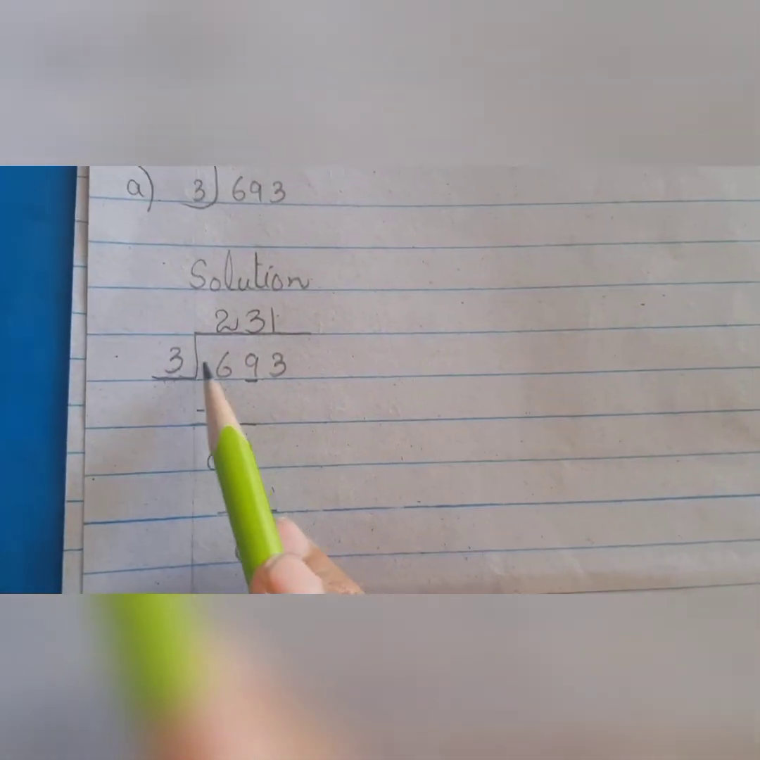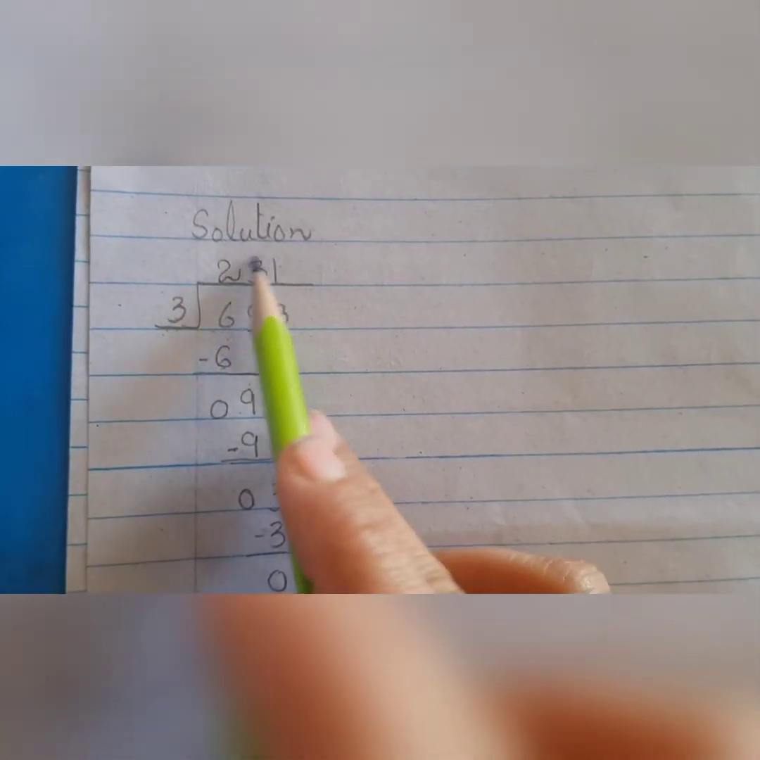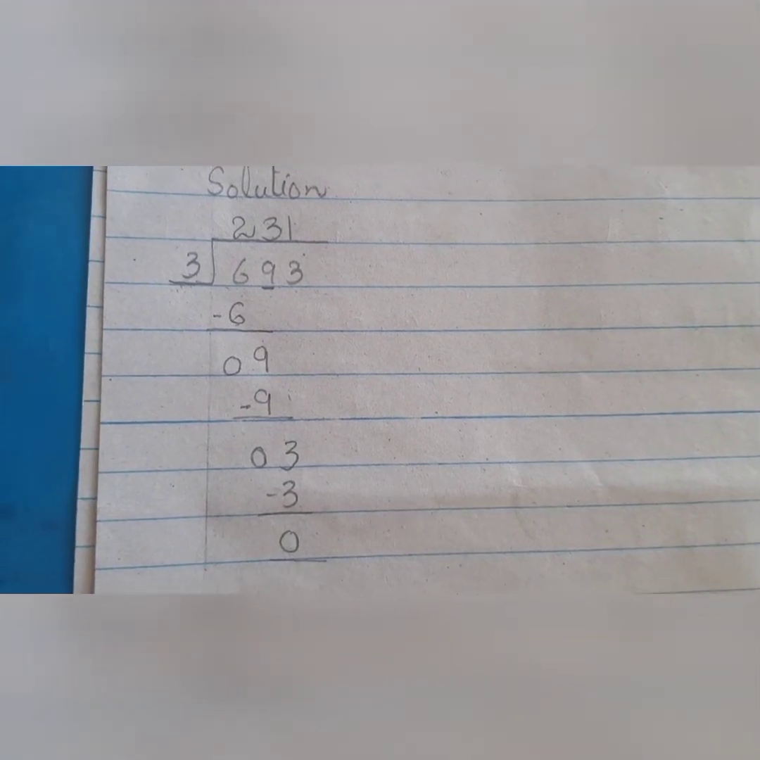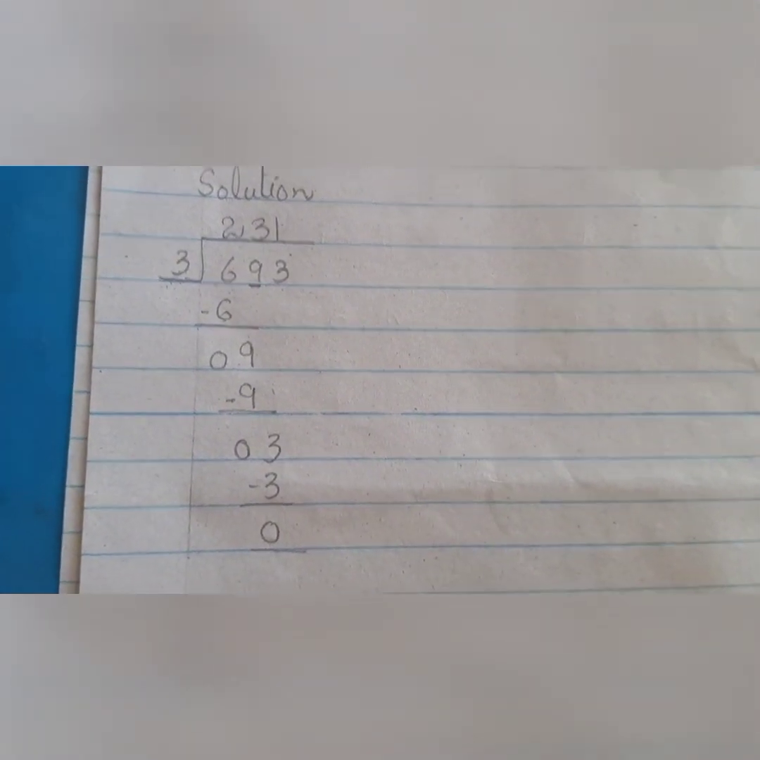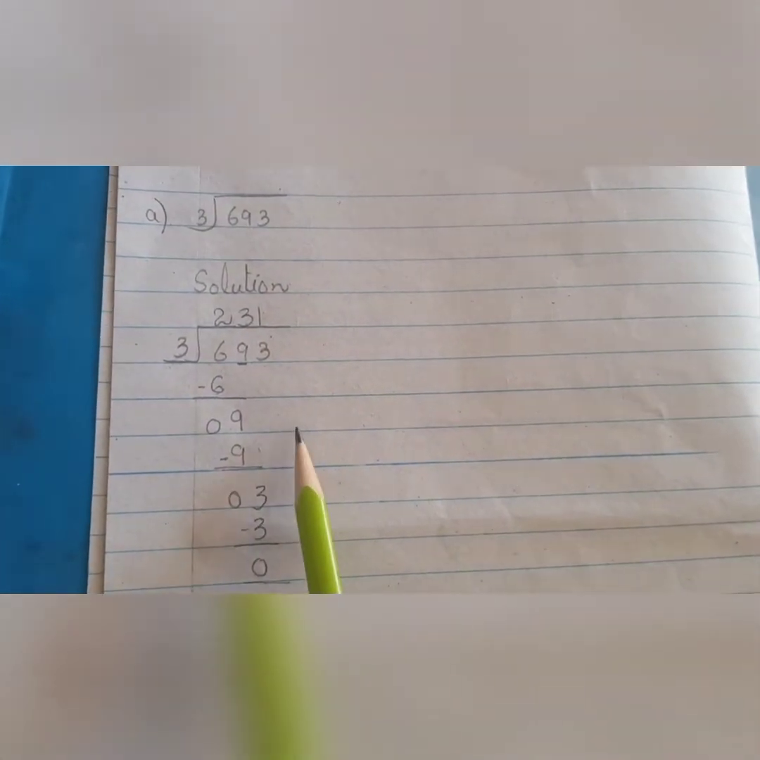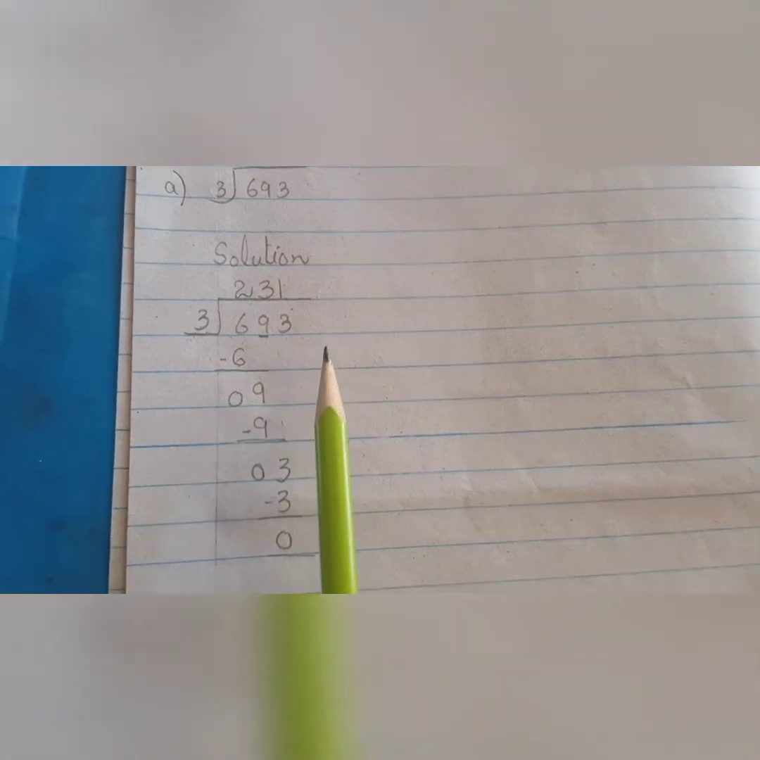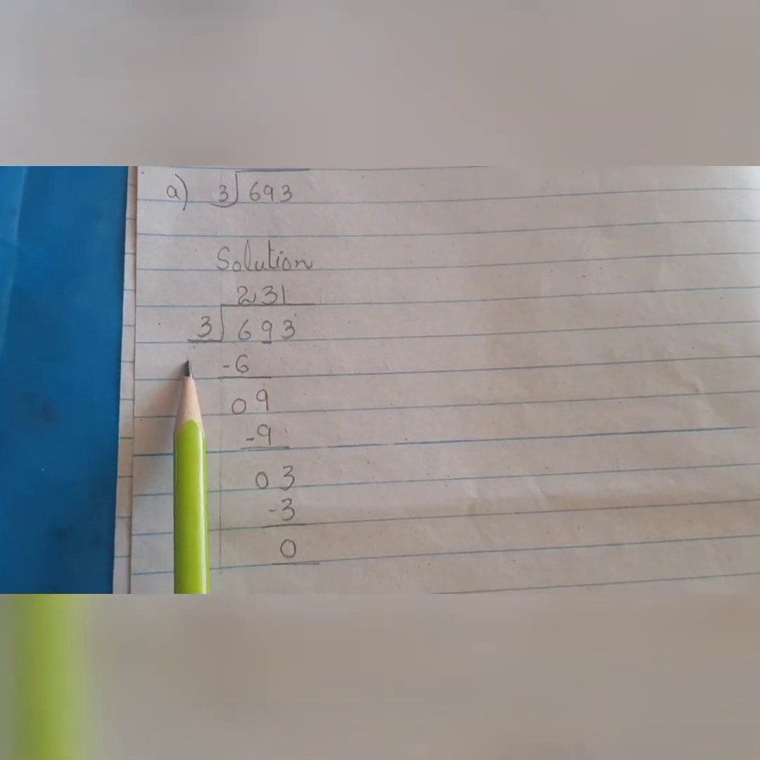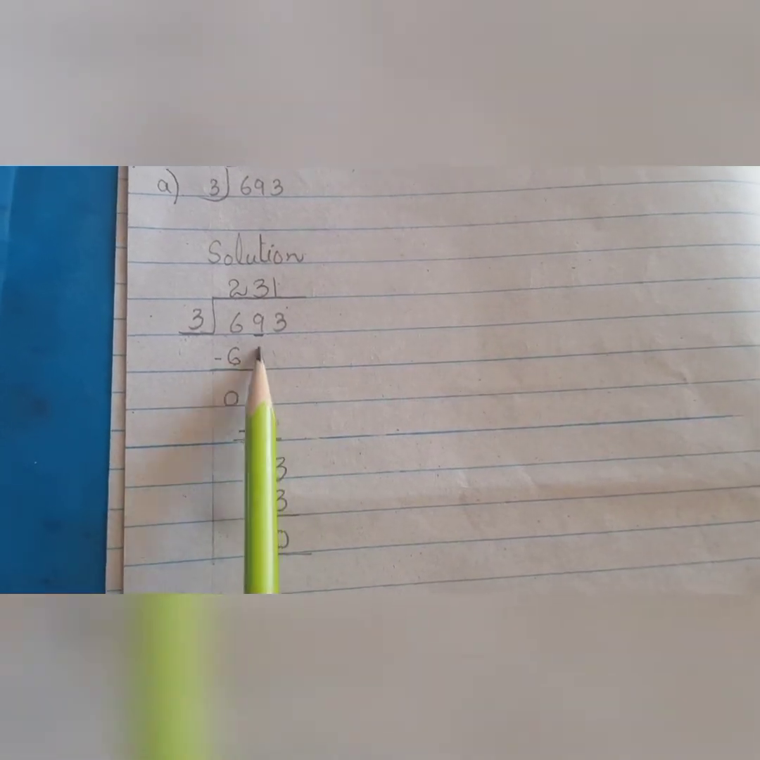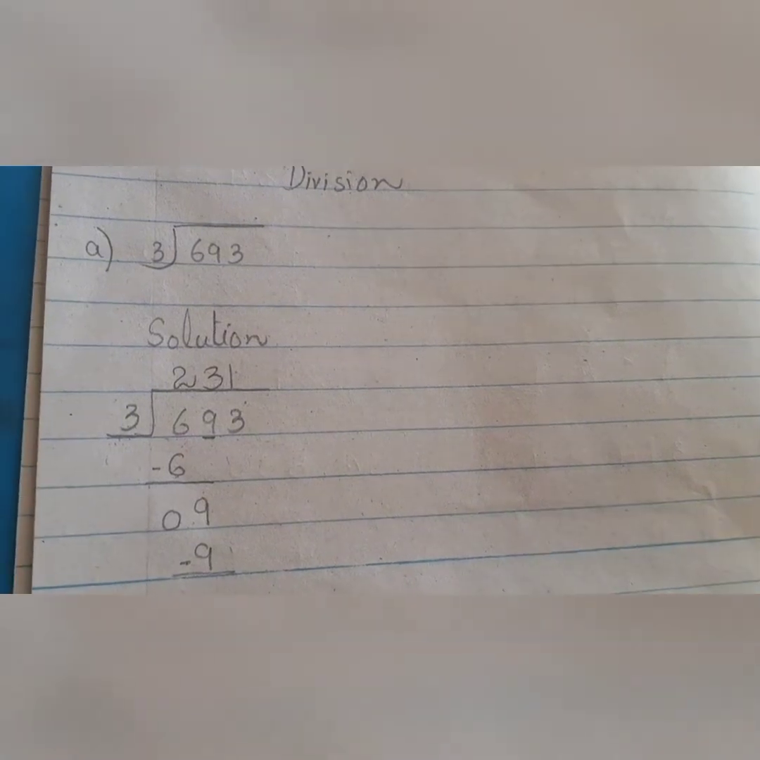So, 693 divided by 3, we get the answer 231. And this type of division is called the long division because 693 is bigger than the 3. So, we break this 693 into one digit and then solve this question. Now check the next question.